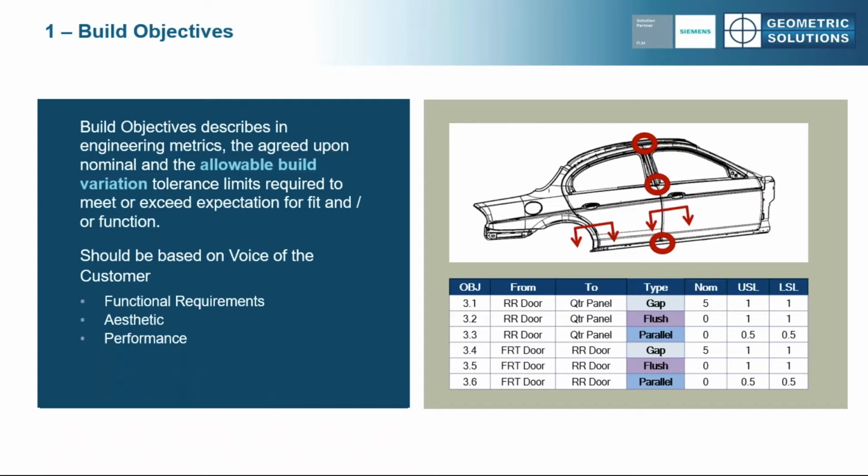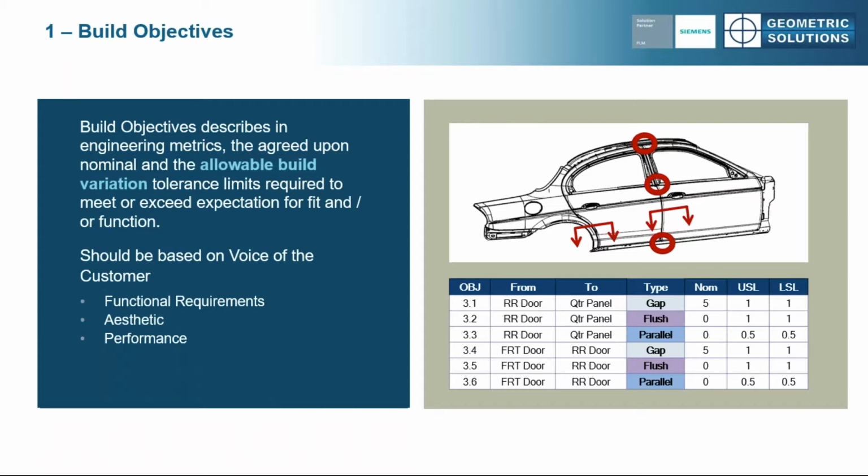Depending on who you talk to, if you talk to marketing and some of the product design team, they want plus or minus perfect. If you talk to the manufacturing team, they want plus or minus a lot. It's somewhere in between. So what we have to do is create good values on there. It should be based on the voice of the customer.